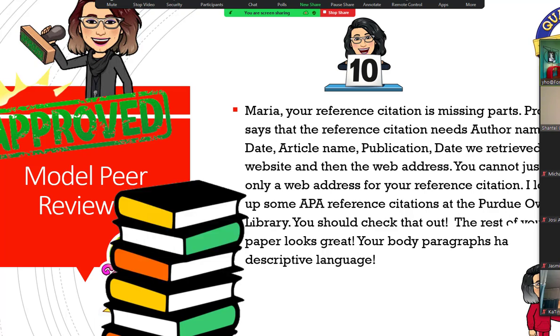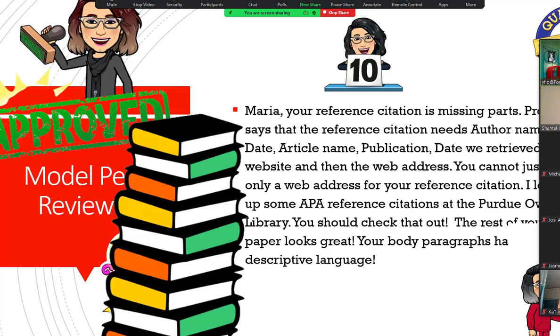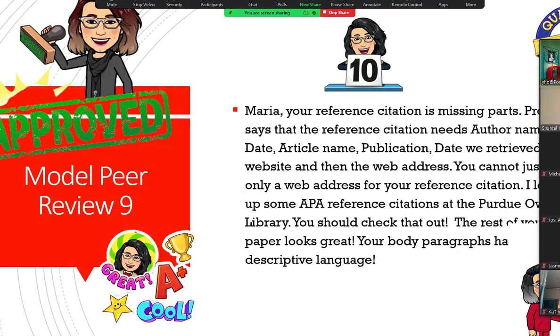And then you can also correct someone's reference citation. You could say, Maria, your reference citation is missing parts. Professor H says that a reference citation needs an author name, date, article name, publication, date we retrieved the website, and then the web address. You cannot just provide only a web address for your reference citation.